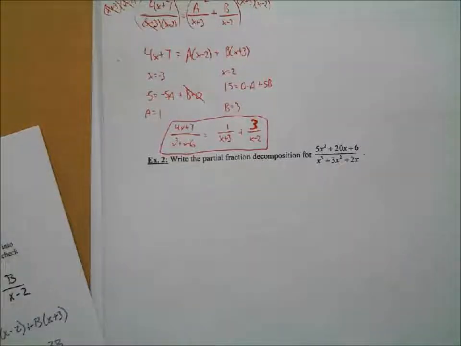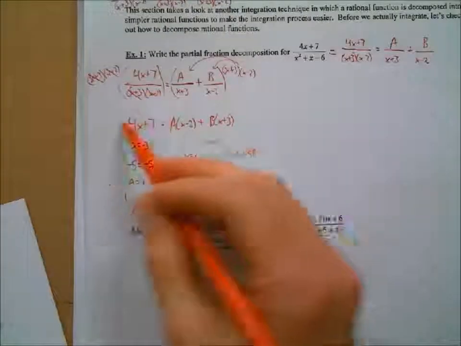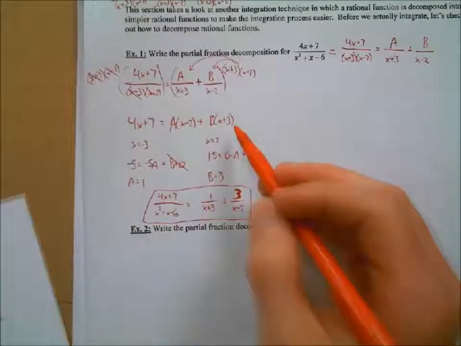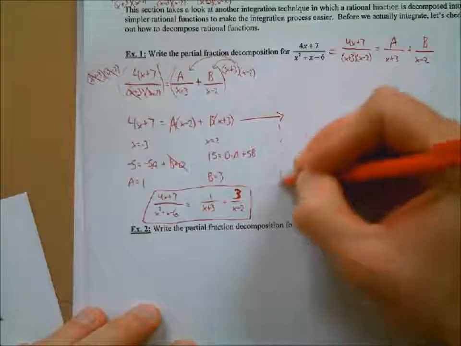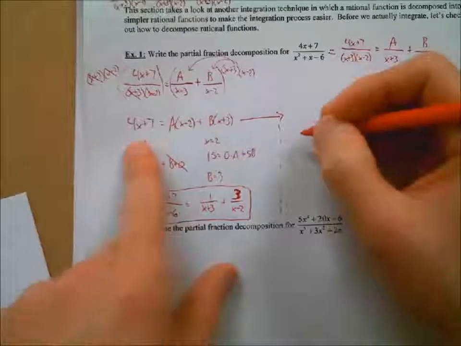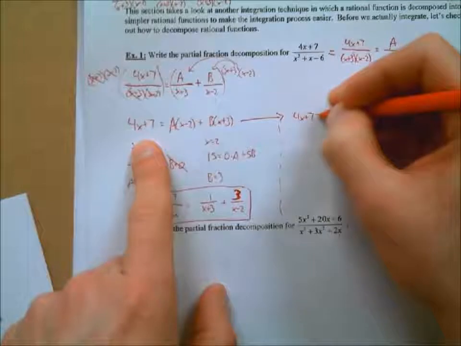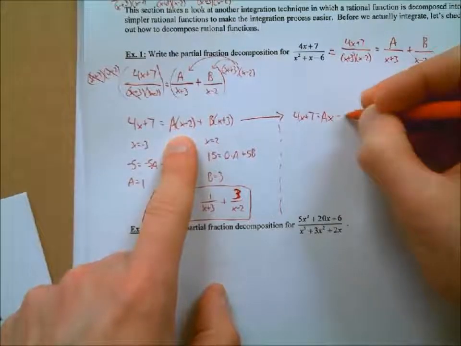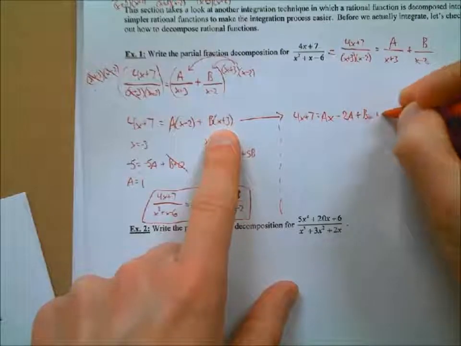Let me show you one alternate way to think about this before we move on to the next one here. Another way to think about it is to go back to the initial equation we started with right here. Let's say we instead continued from here and just said, let 4x plus 7 equal ax minus 2a, and we'll distribute the b here, plus bx plus 3b.